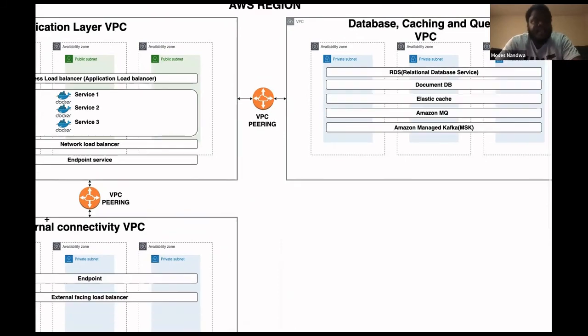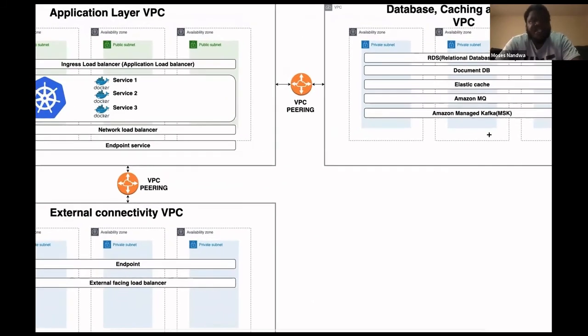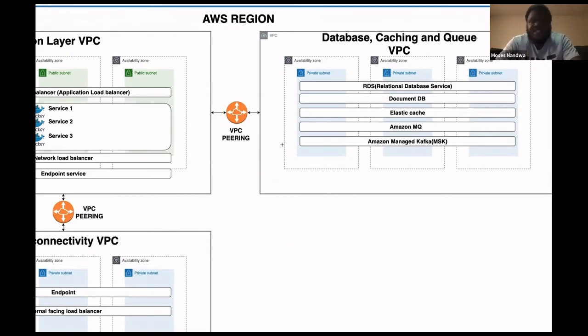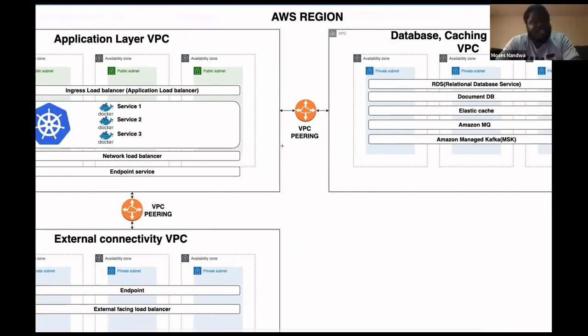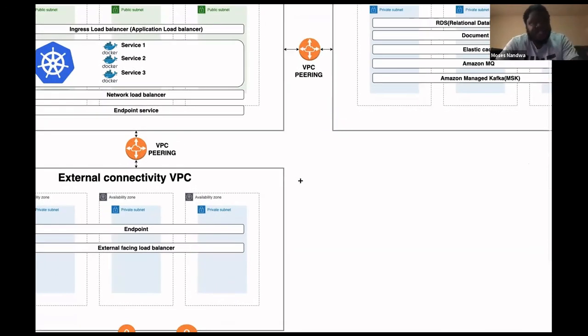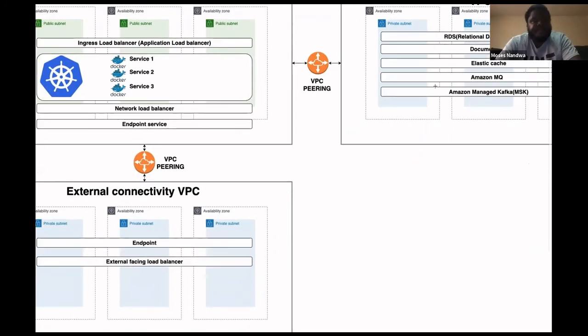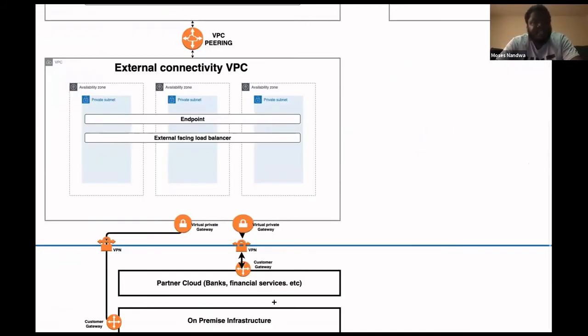For example, the external connectivity VPC is not able to connect to this other VPC because they have no business communicating, not unless it needs to communicate to the database that is on the cloud, that's when you'd allow it to happen. Again, you are using a VPN connection with some strong form of authentication that can hardly be compromised.